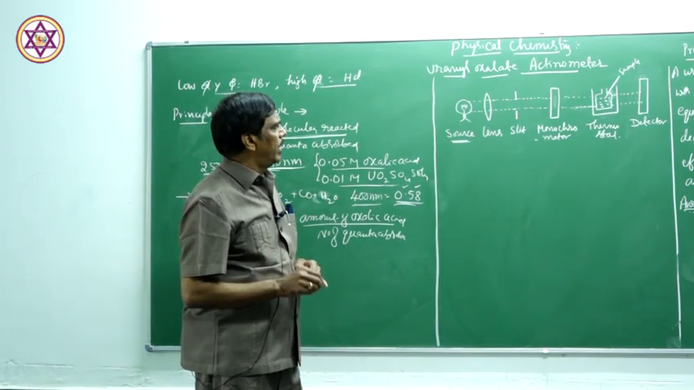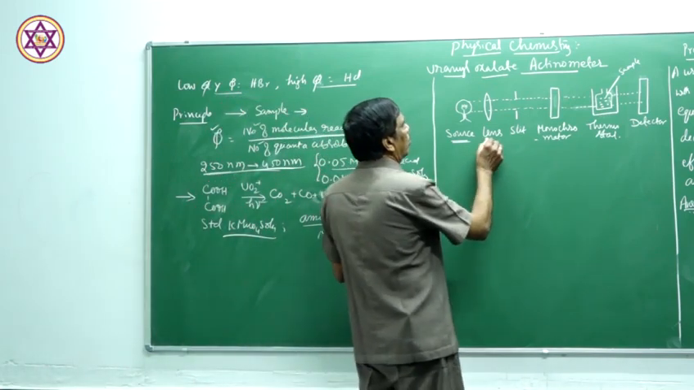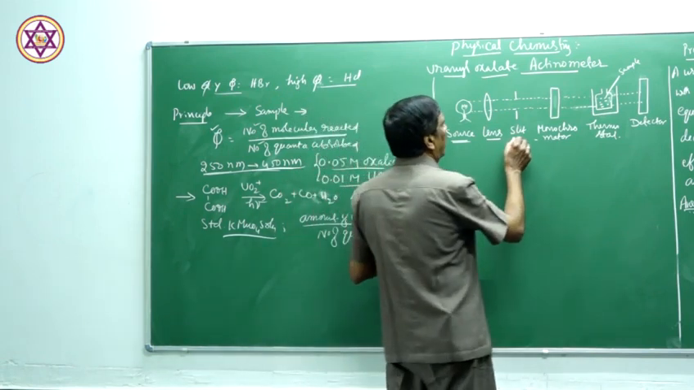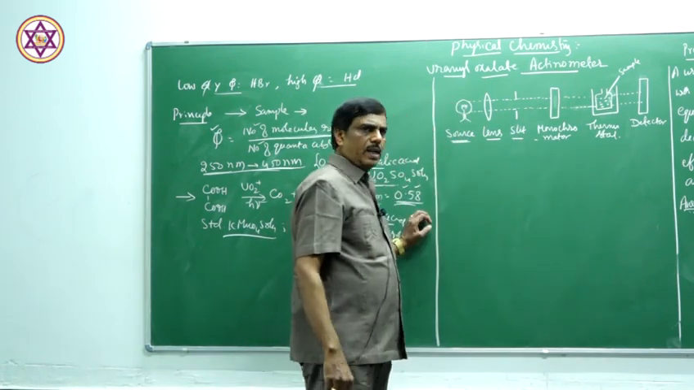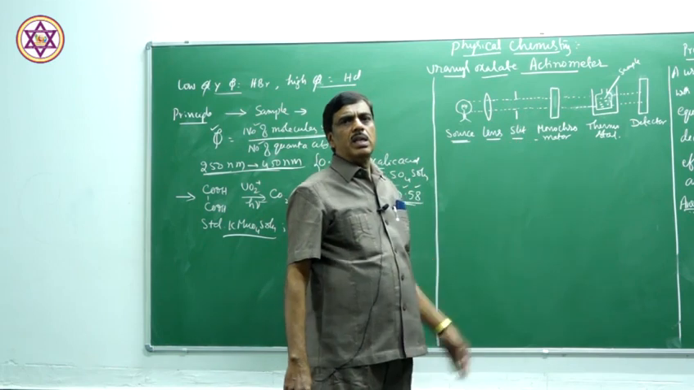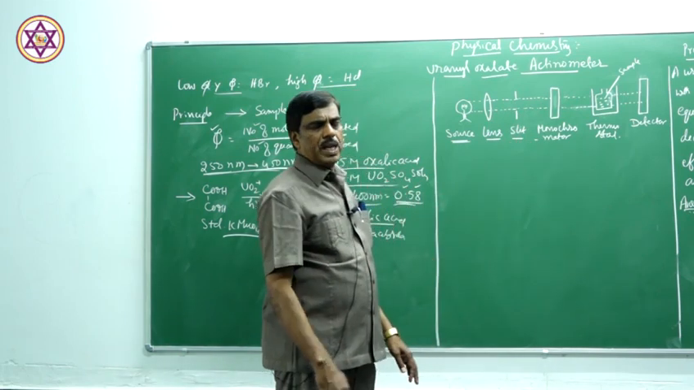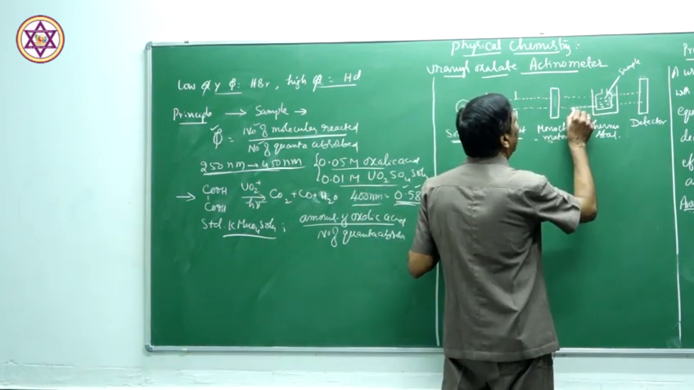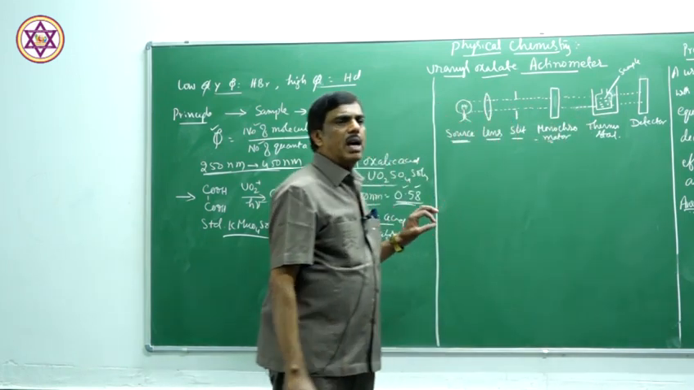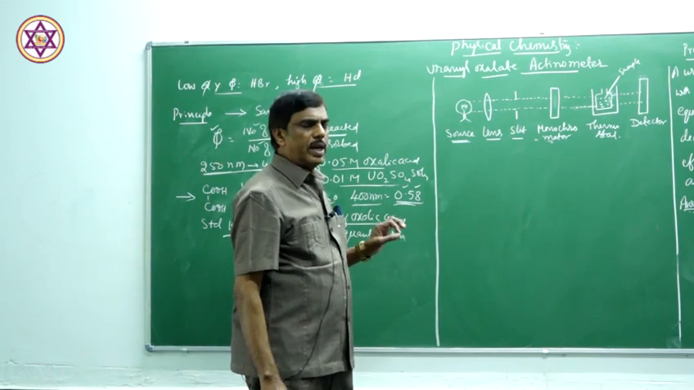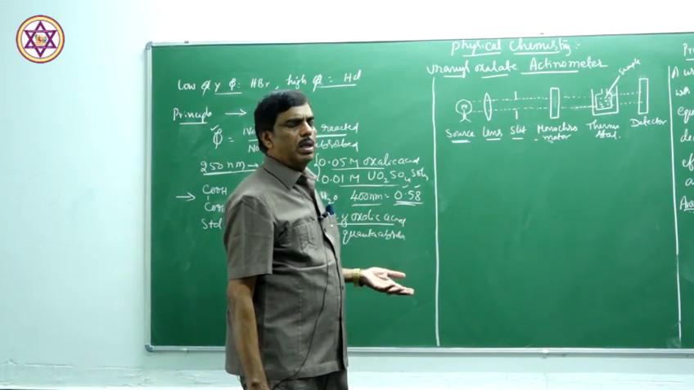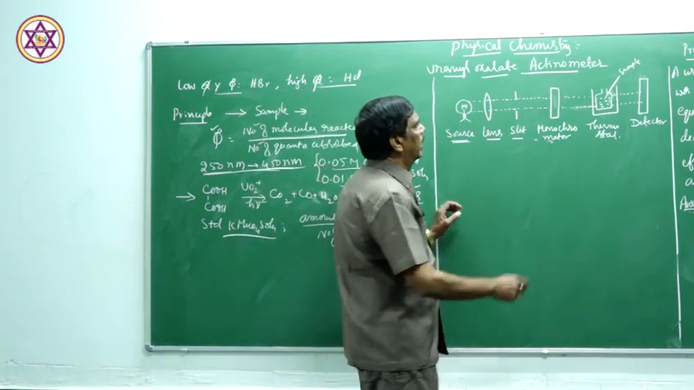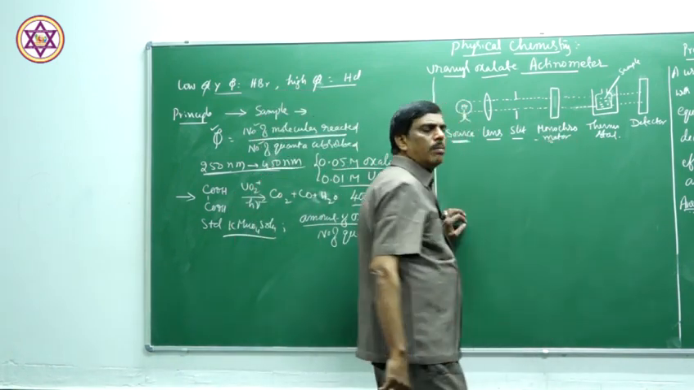A straight beam of light is obtained by passing the radiation through the lens, and it is made a narrow beam by passing through the slit. This narrow beam of radiation consists of several radiations of different wavelengths, which is passed through a monochromator. Here we get monochromatic light of a known wavelength, 400 nanometer, 410 nanometer, whatever suitable wavelength we require.